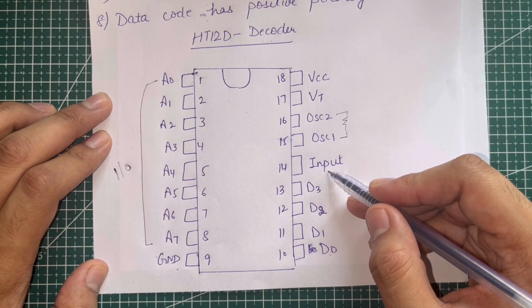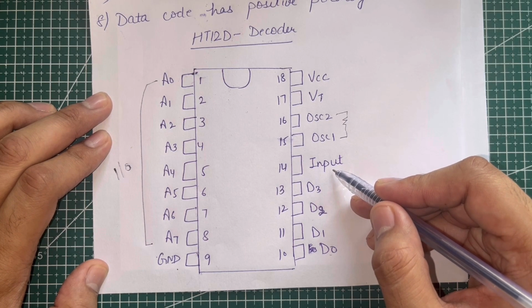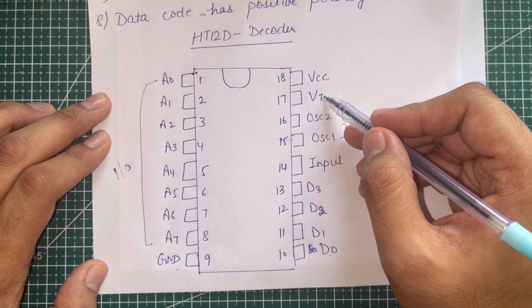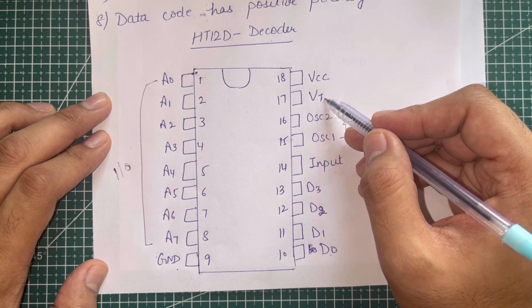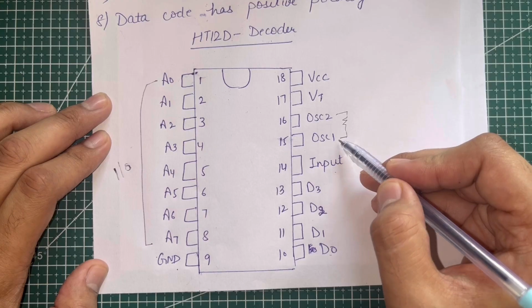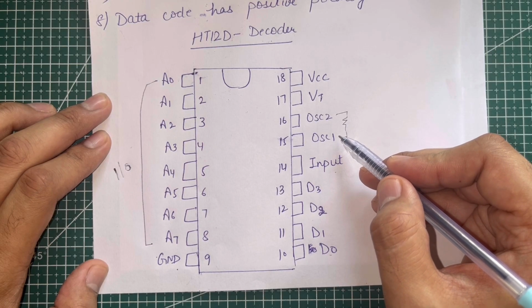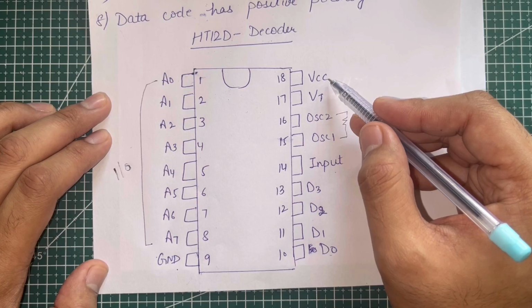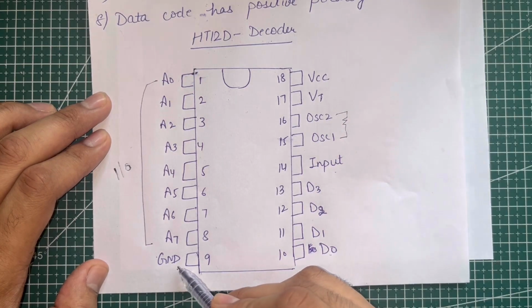DIN is the serial data input pin. The signal received from the RF receiver module is applied here. VT stands for valid transmission. This pin goes high when a valid data frame with correct address is received. These pins are used to connect an external resistor which sets the internal oscillator frequency of the decoder. The VCC is the supply voltage pin and this is the ground pin.